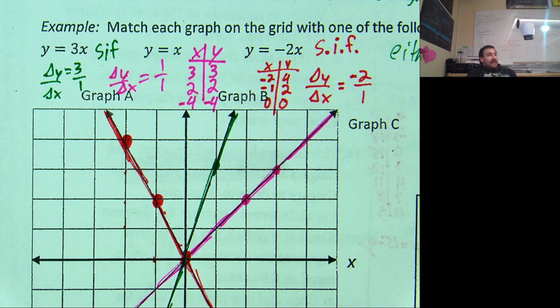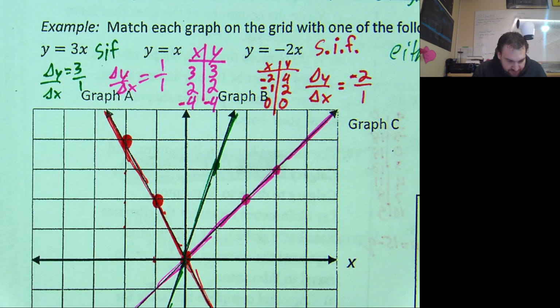Again, I don't care which method you choose, a table of values or slope-intercept. Don't care. Next year, whoever your math teacher is definitely going to care. You're going to have to do this using slope-intercept. They're going to want you to get away from the table of values. But this year, either one, whatever you're most comfortable with, I don't care.